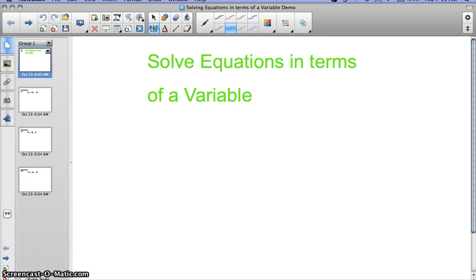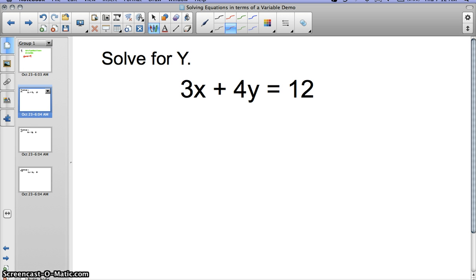Good morning, everybody. Today we're going to talk about solving equations in terms of a variable. Everybody is kind of used to the classic 3x plus 2 is equal to, I don't know, say 14. Doesn't matter what it is. We can all solve that. That's not a big deal. But we're moving away from this, and we're moving into something a little different.